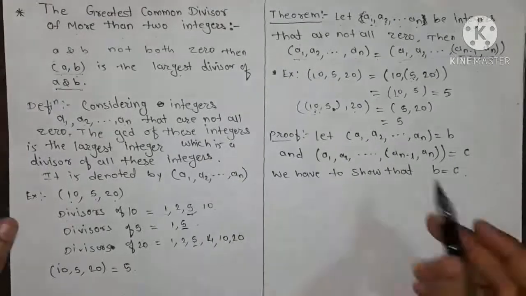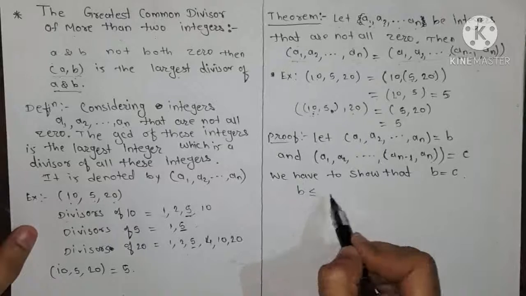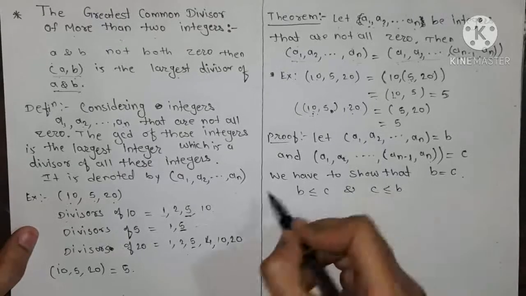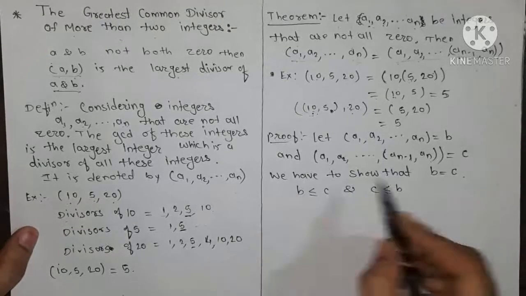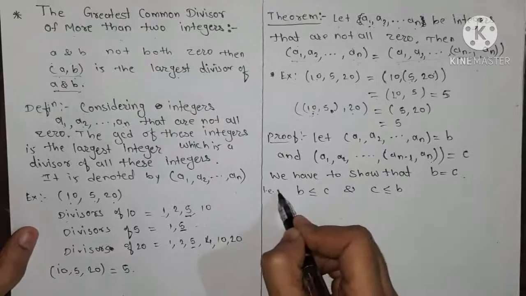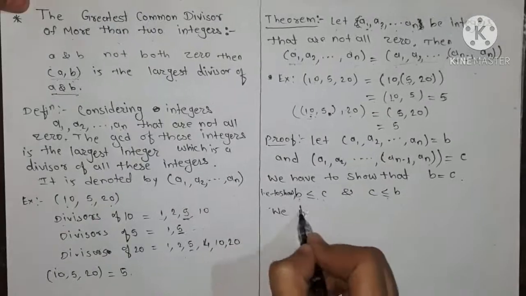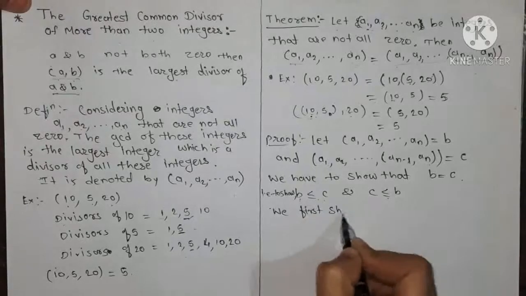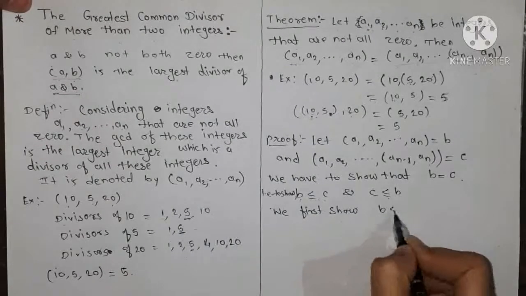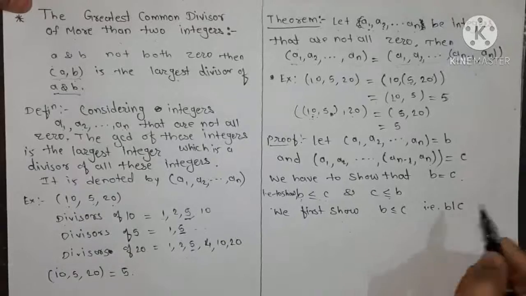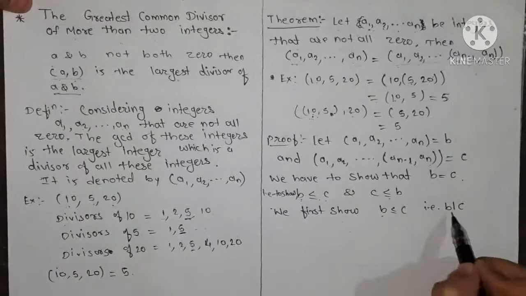Now to show this, we show that B is less than or equal to C and C is less than or equal to B in this way. We first show B is less than or equal to C, that is B divides C. Okay, B is less than or equal to C means B divides C.